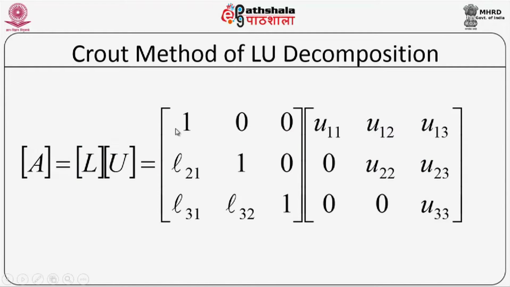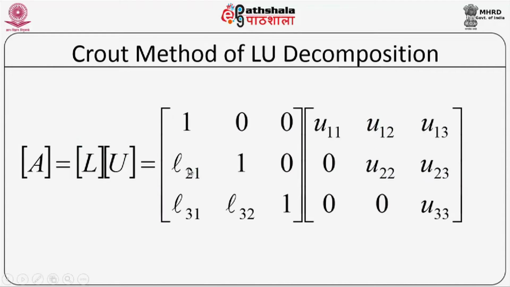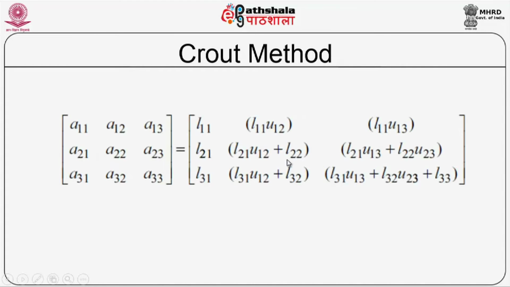So, L11 is what this value is, this is L22, this is L33, all are going to be ones, and you can see that the rest of the things are nothing but the matrix multiplication of these two matrices. So, you can see that these are the resultant.